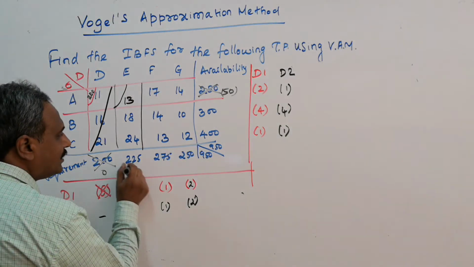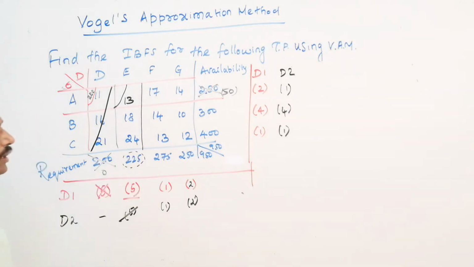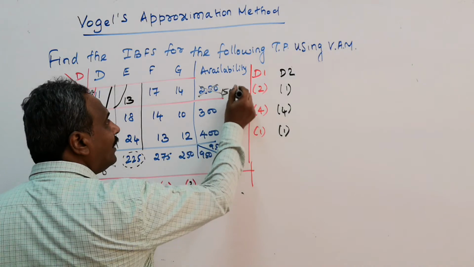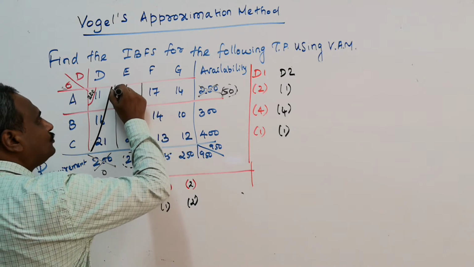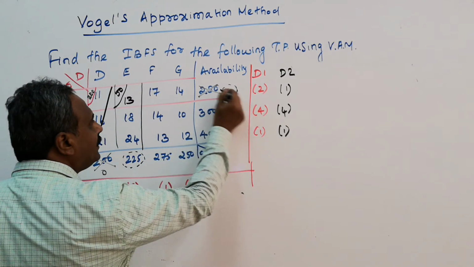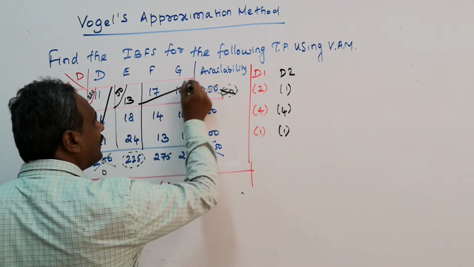Now I am going to check the minimum. Here I am having 225. Here I am having 50. So what is the minimum value? 50 is the minimum value. So I am going to allot all the 50 here so that this will get cancelled.